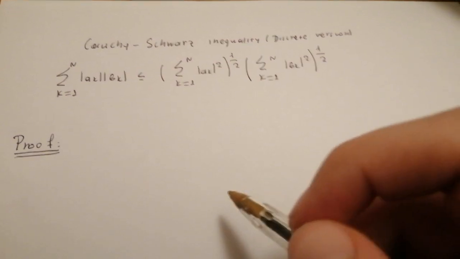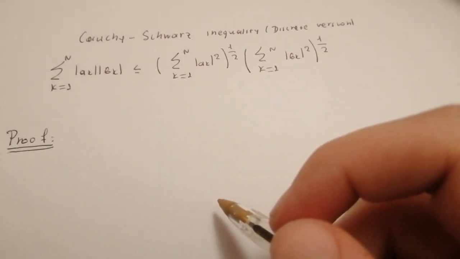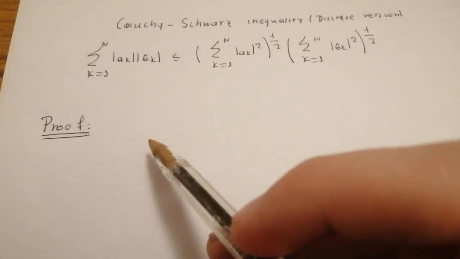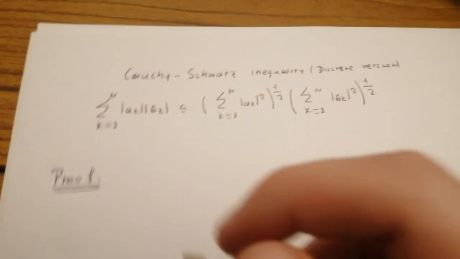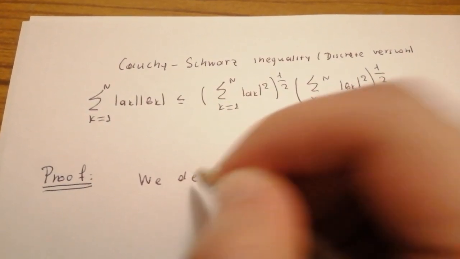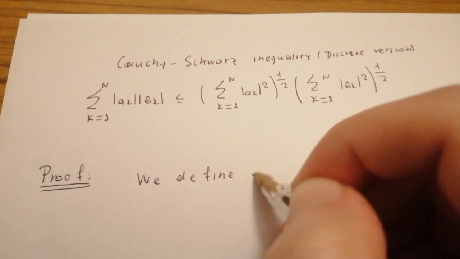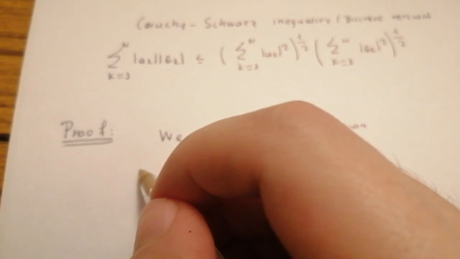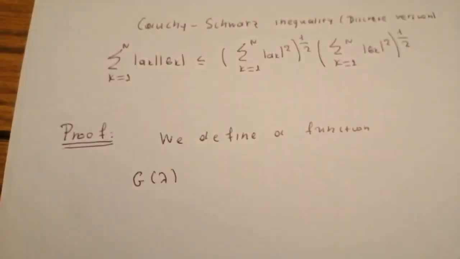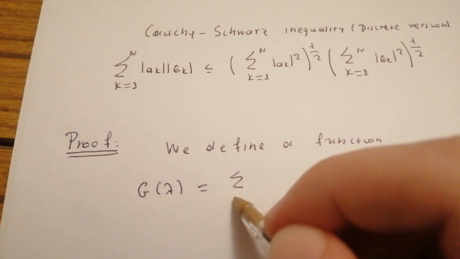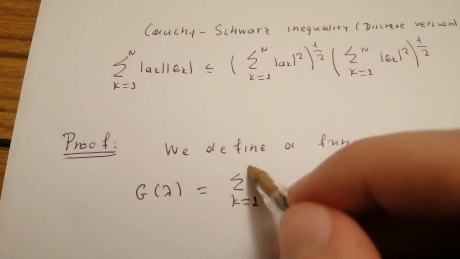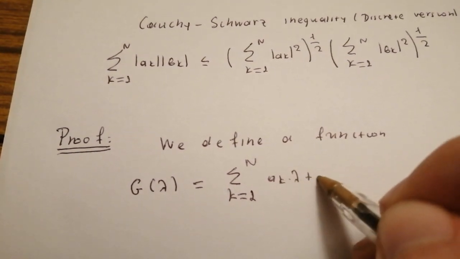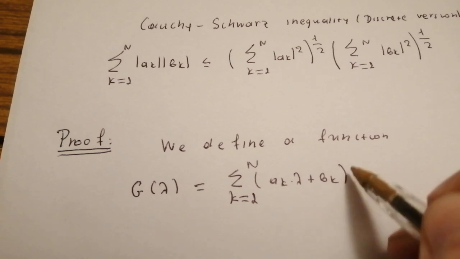As we mentioned in the previous video about the integral form of the Cauchy Schwarz inequality, the approach will be similar. So we will define a function. Let's say g of lambda equal to the sum from k equal 1 to n of (alpha k lambda plus beta k) squared.